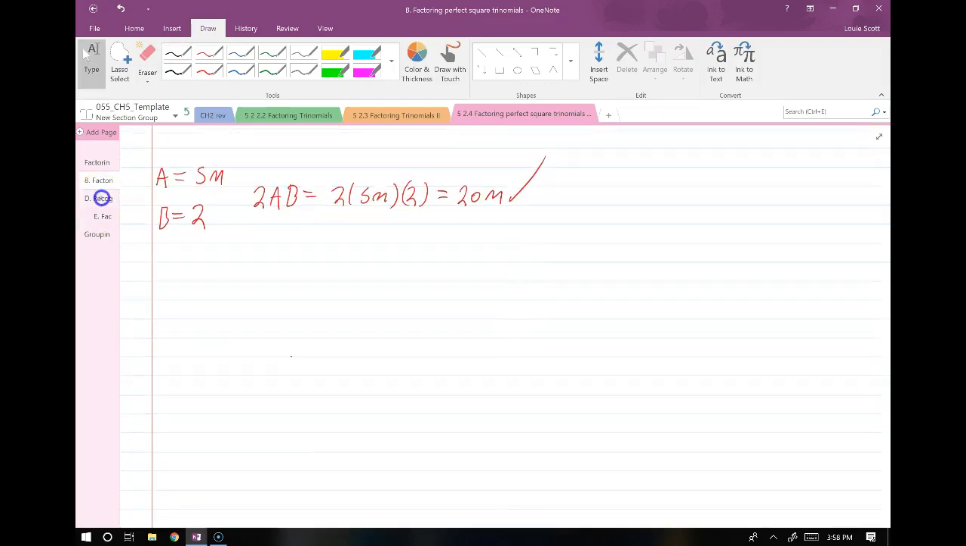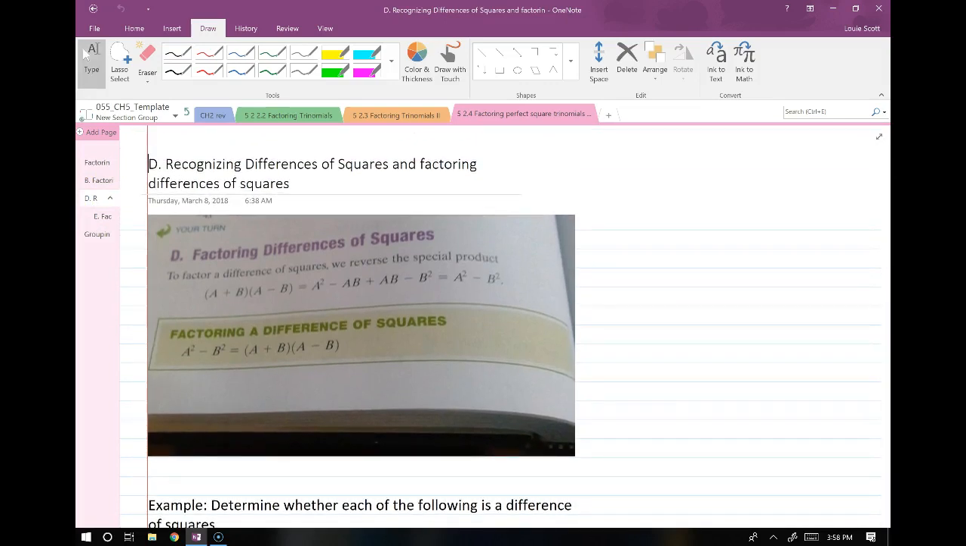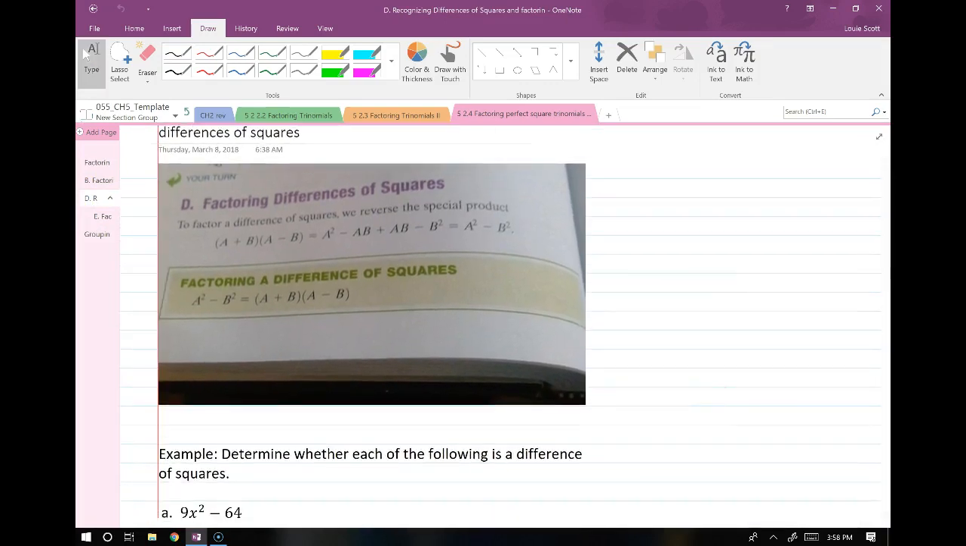All right, let's move on. So now we have difference of squares, right? This is one that I like to use all the time. I would say you should memorize this because it's really easy to memorize and it appears almost everywhere.